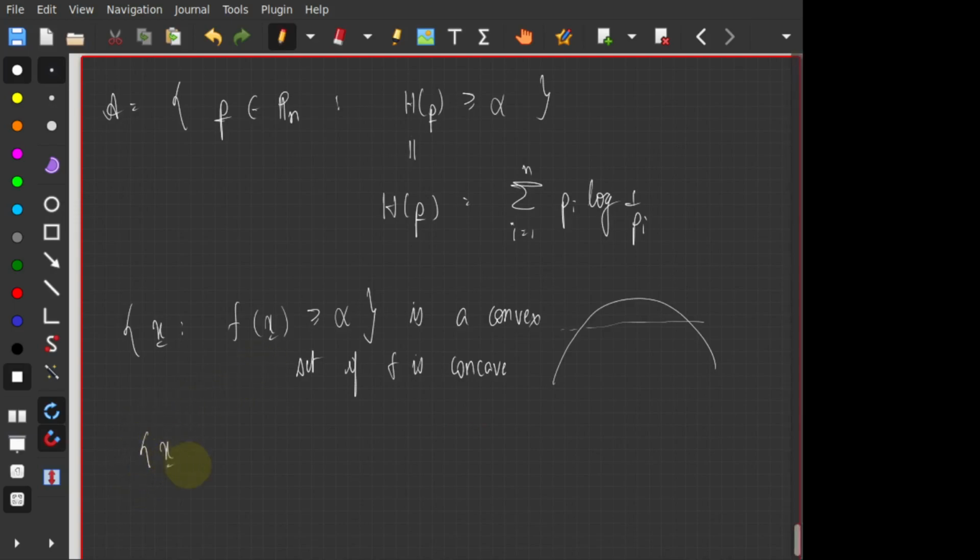Minus h would be convex. Sorry? Minus h would be convex. Minus h would be convex, yes. Minus h less than minus alpha. Yeah.